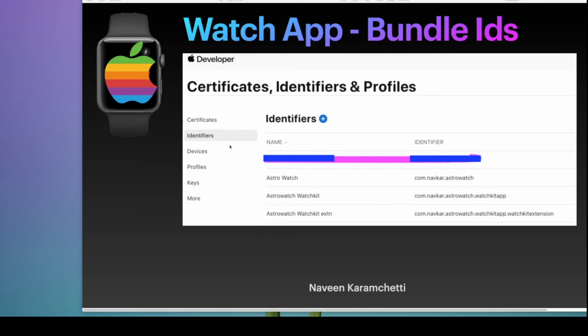com.navcar.astrowatch. The second one is for the watch kit. So if you look at the suffix of the bundle ID, it has the watch kit app. And the third one is watch kit extension. So if you look at the third bundle ID here, you have the WatchKit app dot WatchKit extension. So we have to create 3 bundle IDs when we're building the Apple Watch app.